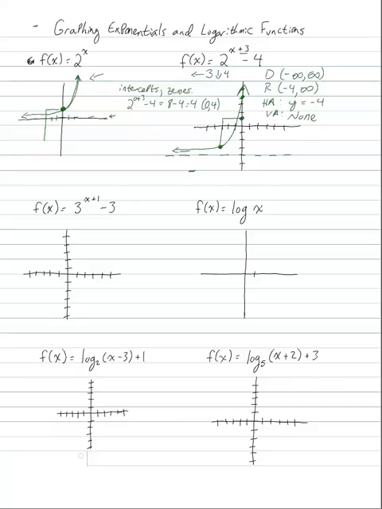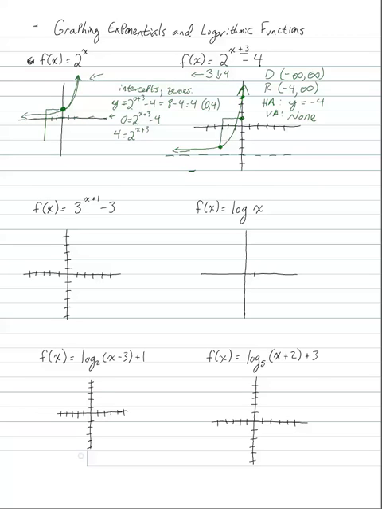Okay, so let's try the other one. F of x can take the place of y. So let's put in a 0 for the y. I'll get 0 equals 2 to the x plus 3, minus 4. Now this looks weird. We haven't seen an equation like this before, so I'm going to write it like we've seen the other exponential equations. So 4 equals 2 to the x plus 3.